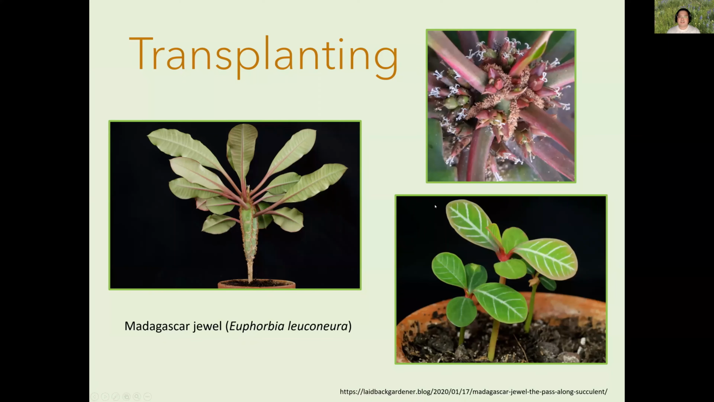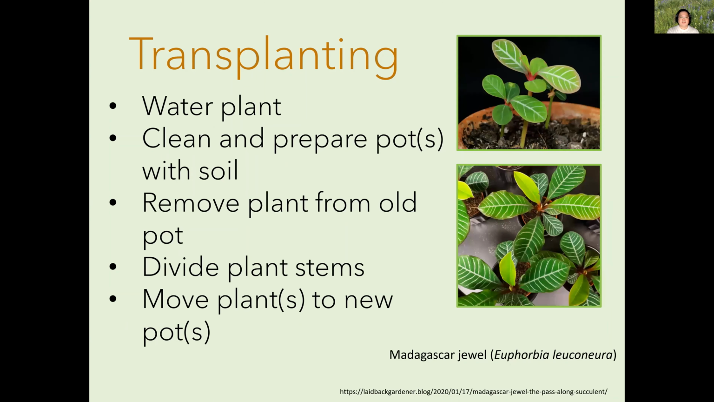So a very simple form of propagation, no thanks to me, is just that I want to move the little baby plants to individual pots so they can grow up and have their own space to grow. And so what do I do? The first thing I generally do when I'm transplanting a plant, if I'm not just doing it on the spur of the moment, and I'm actually planning this, is I might water the plant the day before.